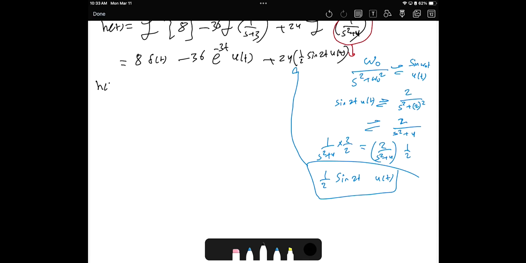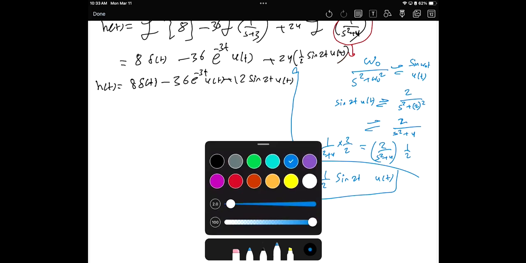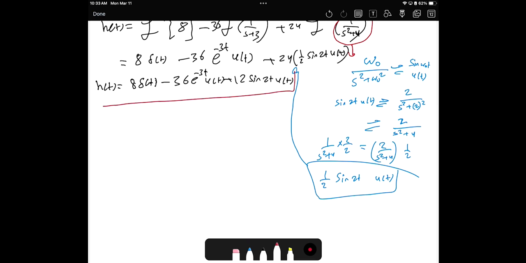Then overall we can say h of t will be 8 delta t minus 36 e to the negative 3t u of t plus 24 plus 12 sine 2t u of t. Okay? Now, that's the end. This is the final answer. This is using step number 2, using the transfer function formulas.